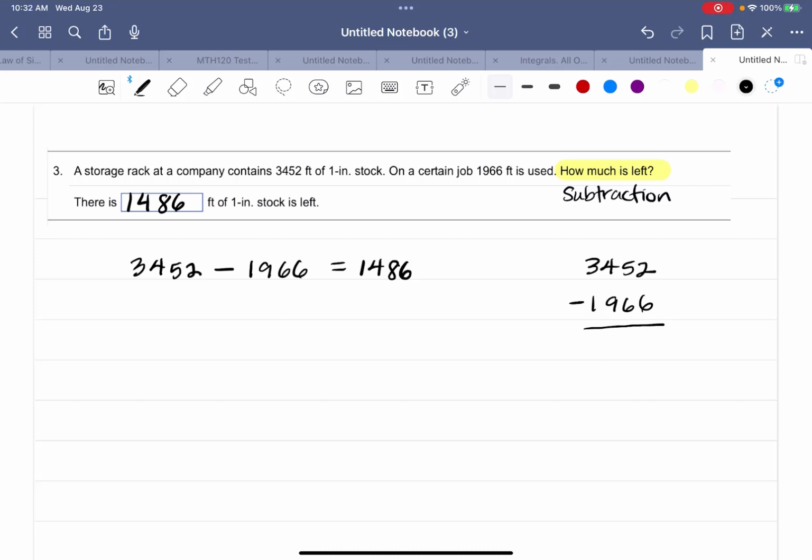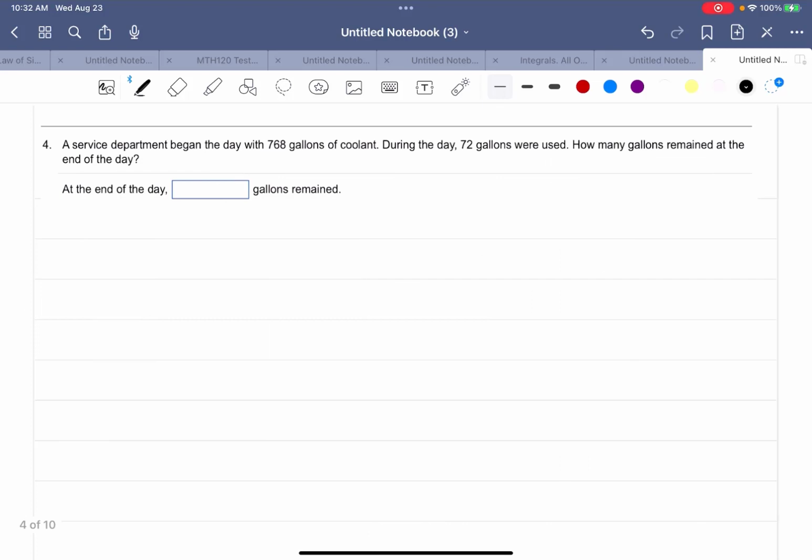Example 4. A service department began the day with 768 gallons of coolant. During the day, 72 gallons were used. So look at these words. 72 gallons were used. How many gallons remained at the end of the day? And we've got another set of numbers which say we're going to have to subtract again. How many gallons remain? What is left over we need to find through subtraction.